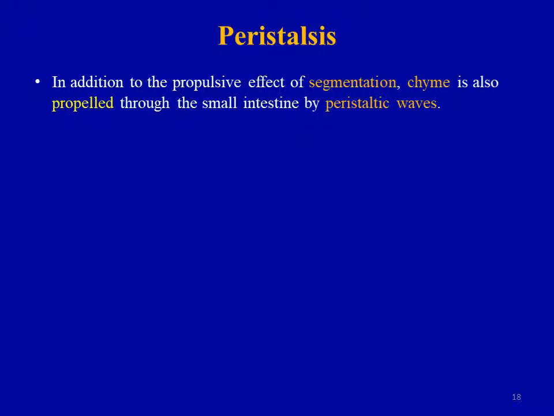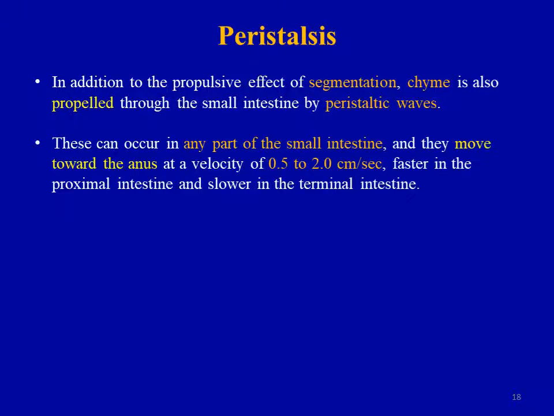Now let's cover the second motility pattern that happens during the fed state, which is peristalsis. In addition to the propulsive effect of segmentation, chyme is also propelled through the small intestine by peristaltic waves. But in the small intestine, these peristaltic waves are weak and travel a short distance compared to the stomach. These can occur in any part of the small intestine, and they move toward the anus, aborally, at a velocity of 0.5 to 2 centimeters per second.